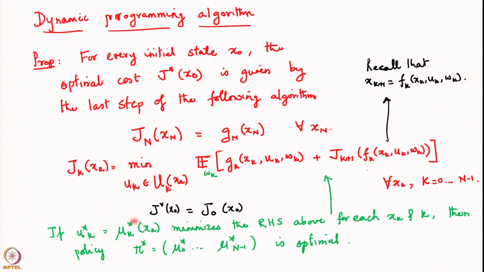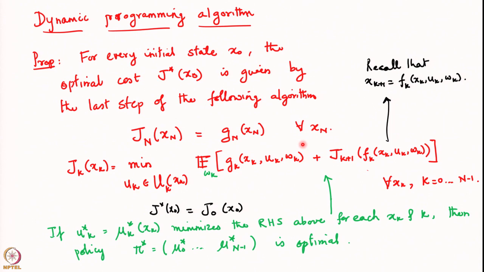Let us denote that function as mu_k star, and you do this for every k, going from k equal to n minus 1 till k equal to 0. And the claim is that the optimal cost at x_0 is simply given by this function J_0 of x_0. Okay. So, it is given by the last step of this particular algorithm.